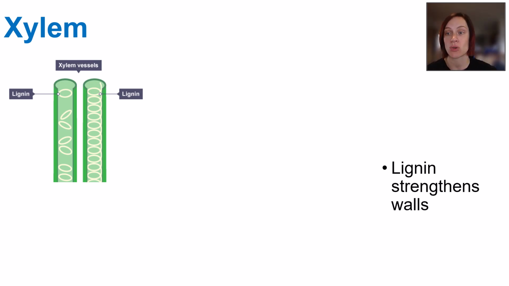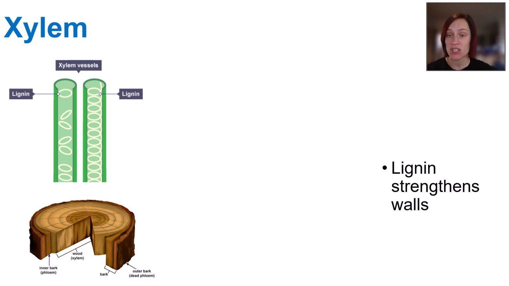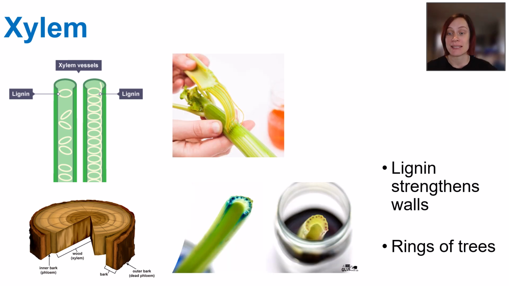strengthened by a substance called lignin, and this allows the xylem to withstand pressure changes as water moves through the plant. So when someone cuts an old tree down, you're revealing a set of rings. These rings are actually the remains of the old xylem tissue, one ring for every year the tree was alive. And if you put celery into some coloured water, and cut it open, the vessels that are carrying the water will be stained.